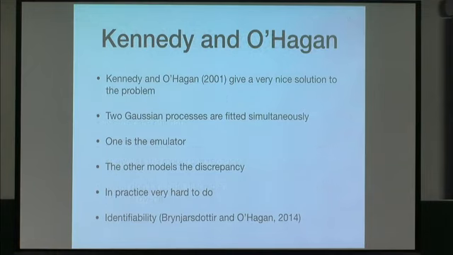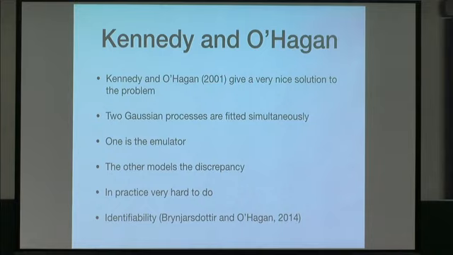Now, Kennedy and O'Hagan, in a classic paper in 2001, put forward a really nice solution to this problem. They fit two Gaussian processes simultaneously. One's the emulator of the model, and the other is this discrepancy between the model and the data, and they take account of the data error. It's a really nice paper. The problem is that in practice, it's very hard to do that calculation because the emulator and discrepancy, you can swap things between the two of them and you can't tell.